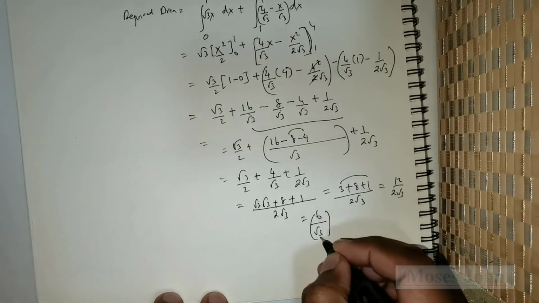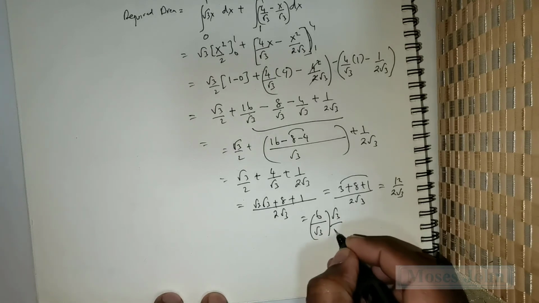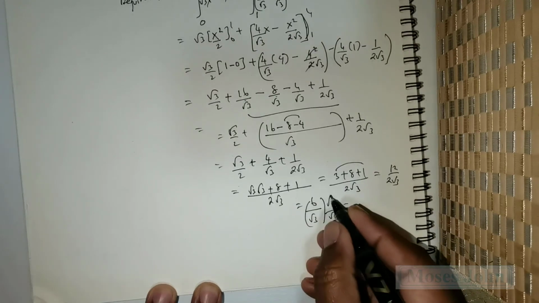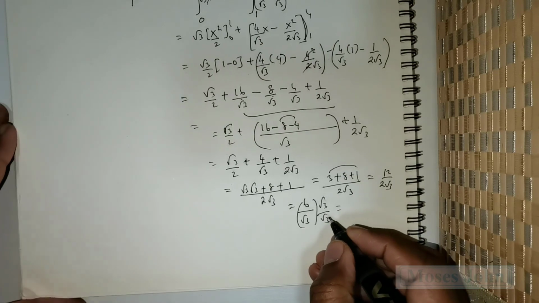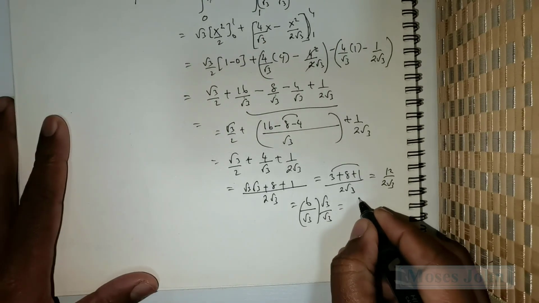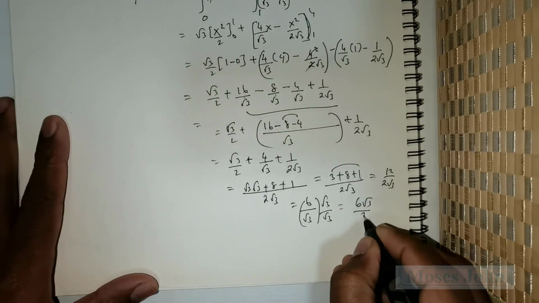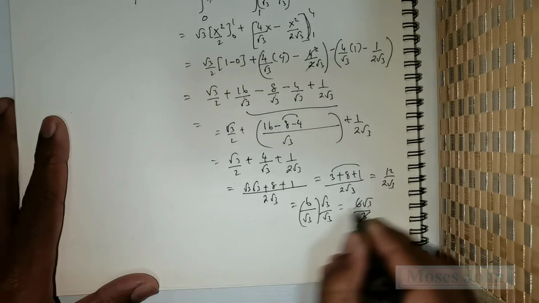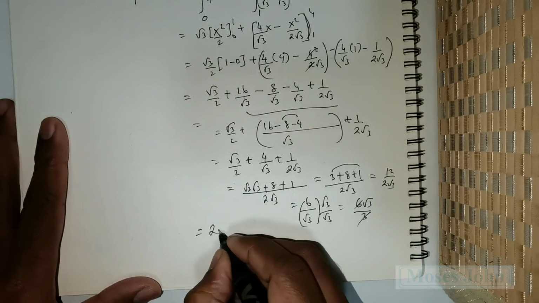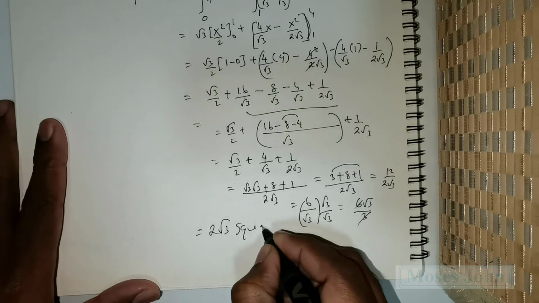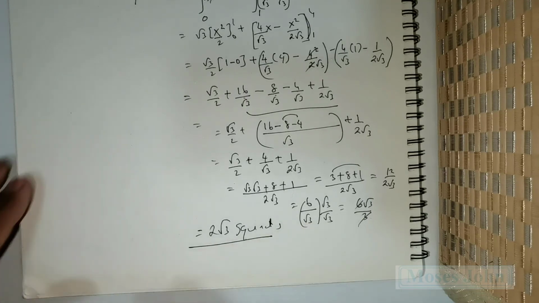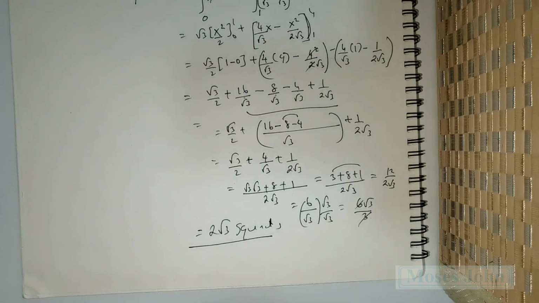I don't want root 3 in the denominator, so I multiply the numerator and the denominator by root 3. So that would be giving me 6 times root 3 divided by 3. 3 divides 6 two times, so I'm getting 2 times root 3 square units as the solution for my question.